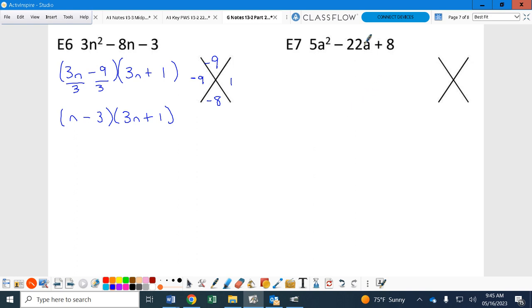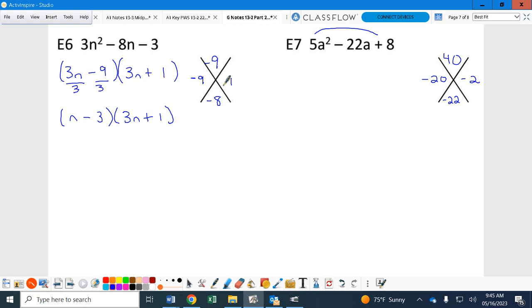Okay, guys. Next one is going to be 5 times 8. 5 times 8 is going to put you at 40. Negative 22 is going to go at the bottom. Does anybody know what they are? Negative 20 and negative 2 is exactly right. They had to both be negative. The only way to get a positive on top and a negative on the bottom is for both of them to be negative, because a negative times a negative is a positive.